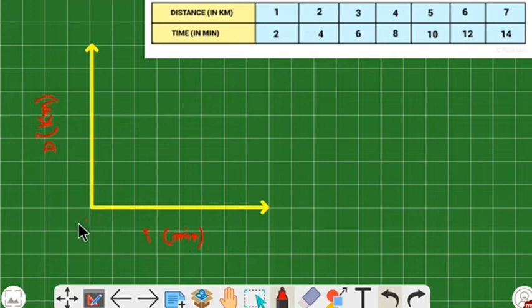Now the point where the two axes coincide with each other is called the origin. That point is called the origin, so we mark it as O. This is also called the x-axis, and this is called the y-axis. The vertical axis is called the y-axis and the horizontal axis is called the x-axis. So on the x-axis we plot time, and on the y-axis we plot distance.